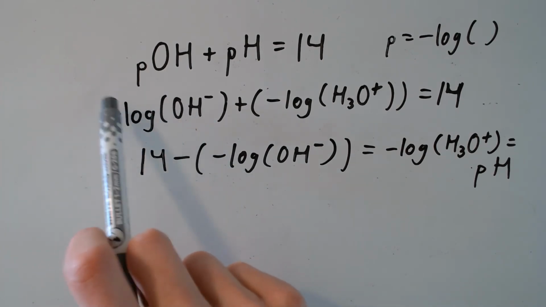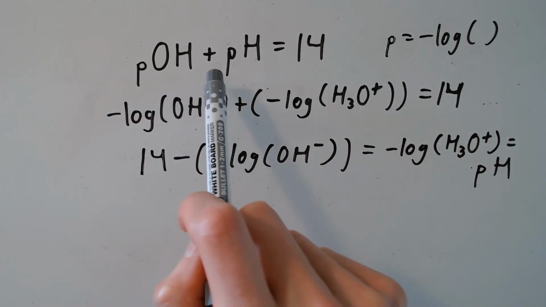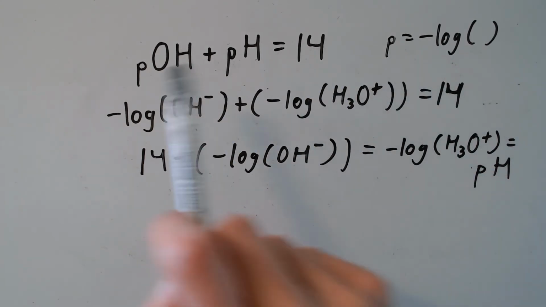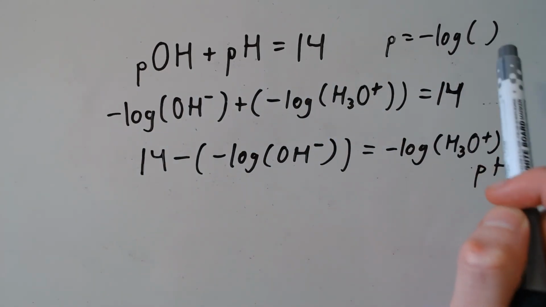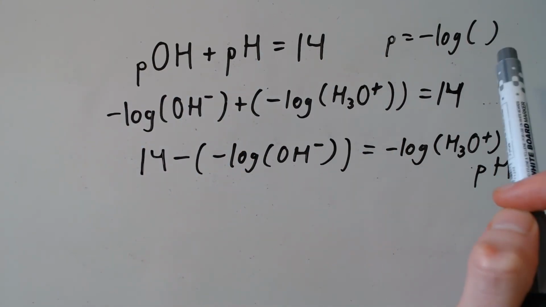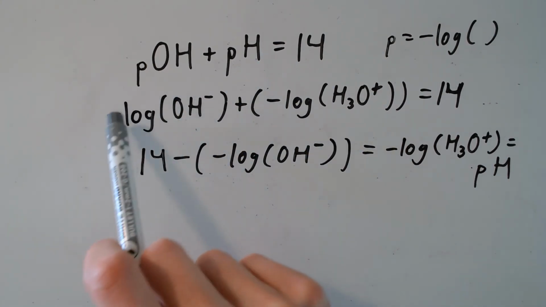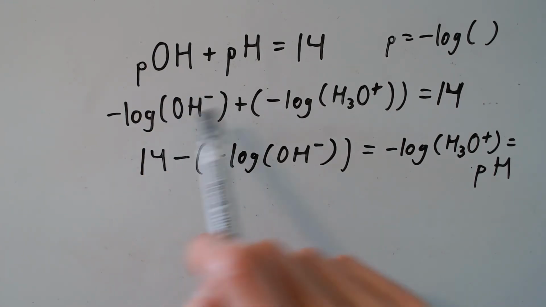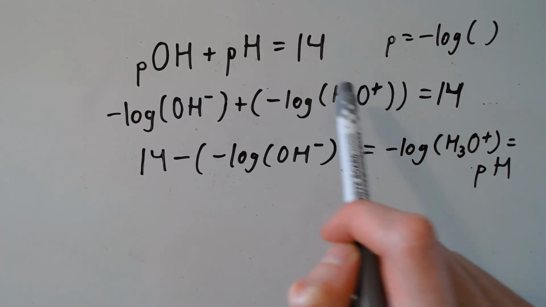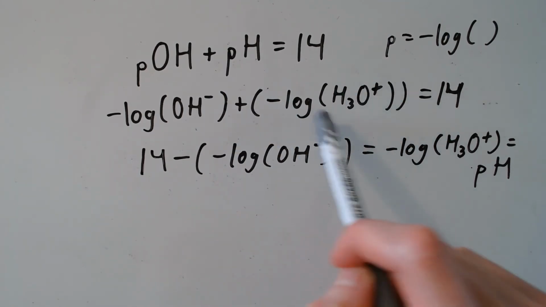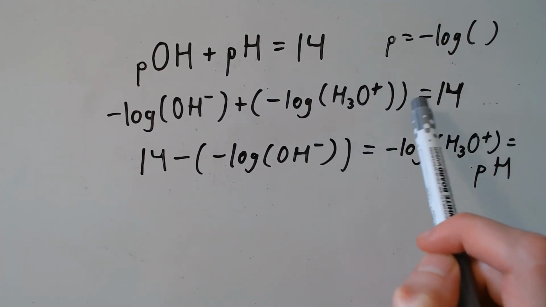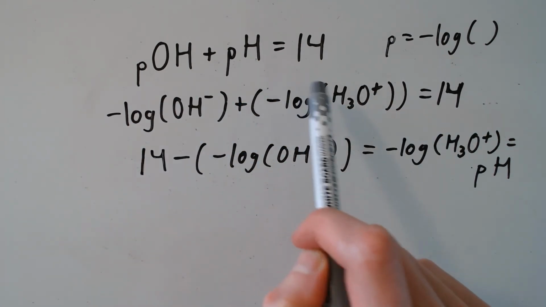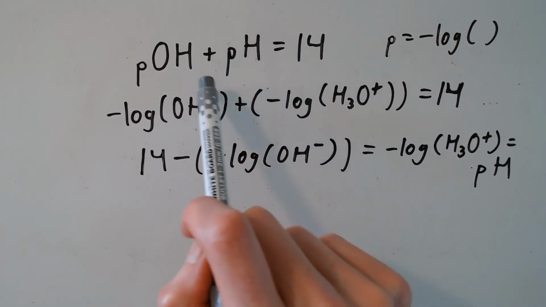So there's a formula that says pOH plus pH equals 14. Now we know that the P here stands for negative log of whatever's here. So essentially this formula is saying that the negative log of OH-, the pOH, plus the negative log of H, but in water it's H3O+, equals 14. So we can see that from this formula we can find the pH, but we have to calculate the pOH.